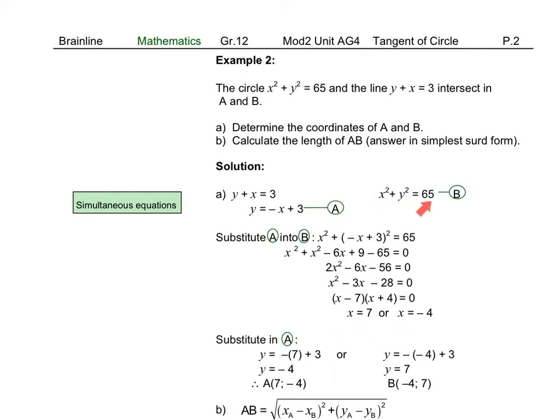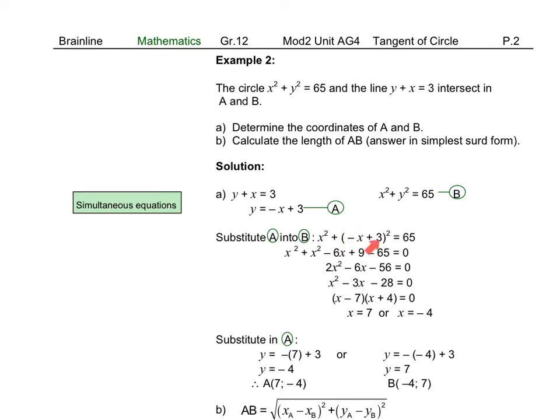So if I take my circle equation, x squared plus y squared equal to 65, I'm substituting the y value into my circle equation. I can then simplify my brackets, and a minus x being squared, a minus times a minus becomes a plus, x then squared. Then for my middle term, I use the short method.